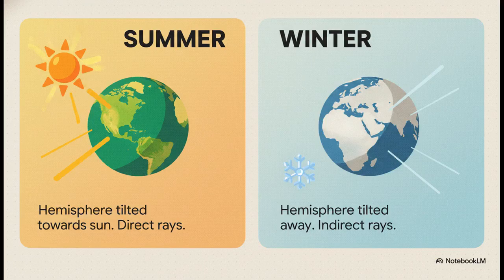So let's boil it down. When a part of the Earth is tilted towards the sun, it gets hit with more direct, concentrated sunlight, and the days are longer. That's summer. When that same part of the Earth is tilted away, the sunlight is more spread out, it's less direct, and the days are shorter. And that's winter. Simple as that.